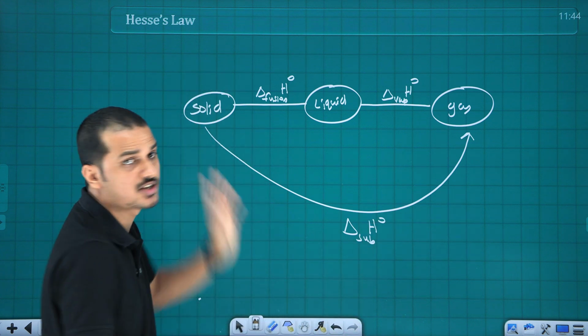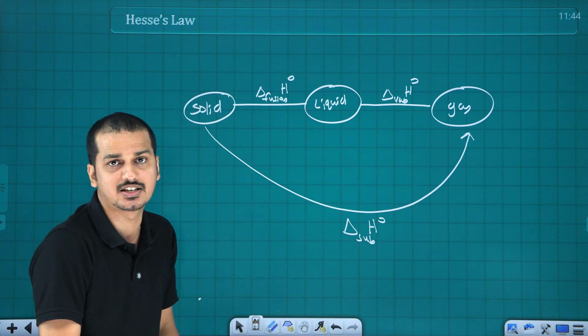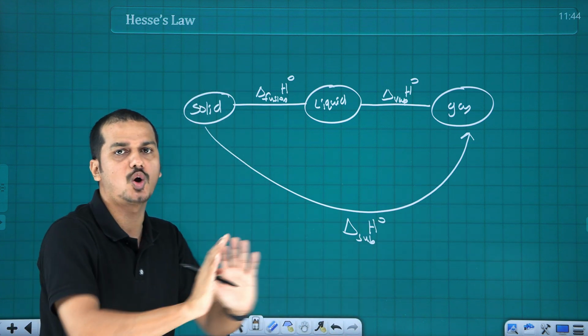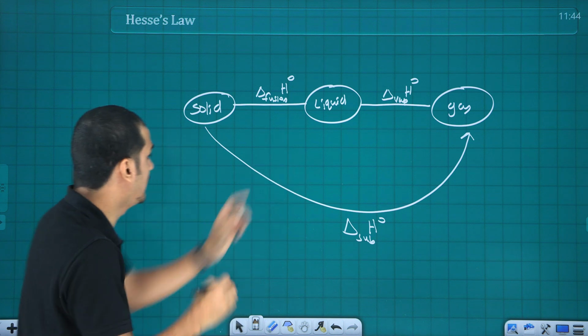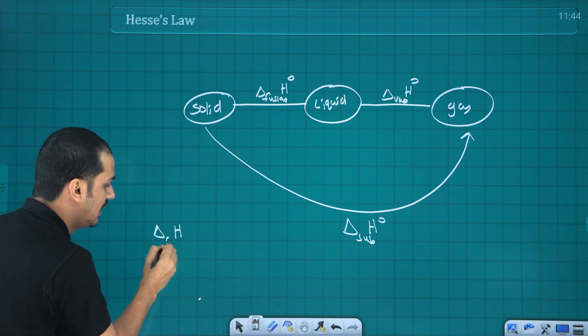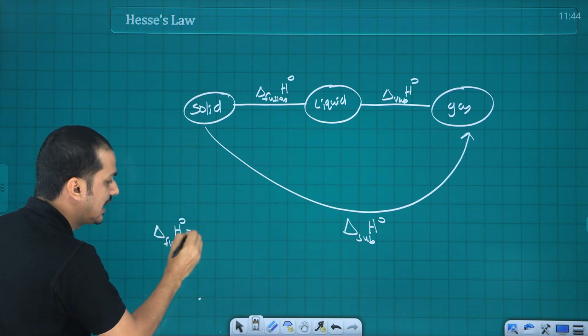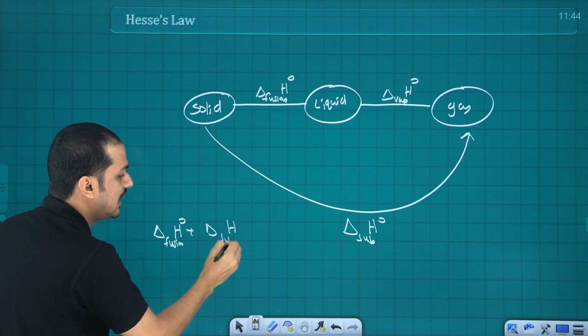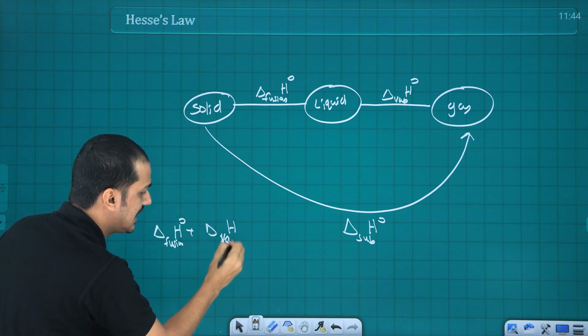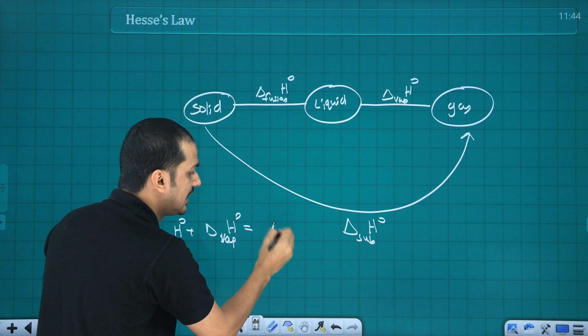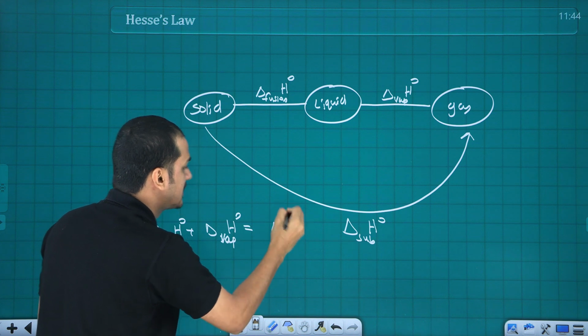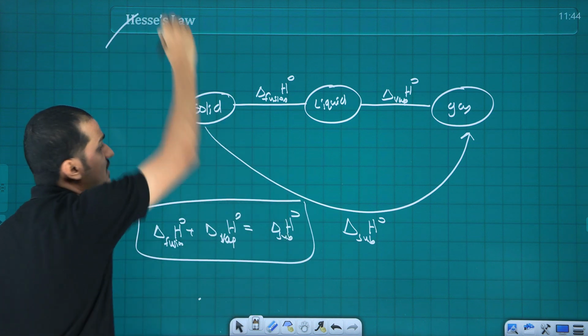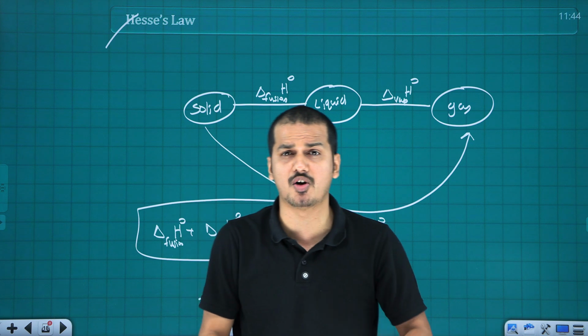Then according to Hess's law, if a reaction takes place in a single step or in multiple steps, the total enthalpy change is a constant. Meaning delta H fusion plus delta H vaporization will be equal to delta H sublimation. This is what is called Hess's law. That's all about the chapter thermodynamics.